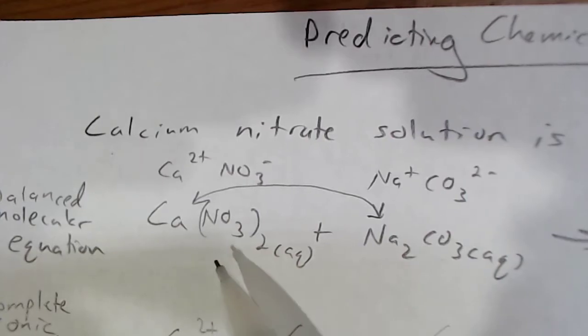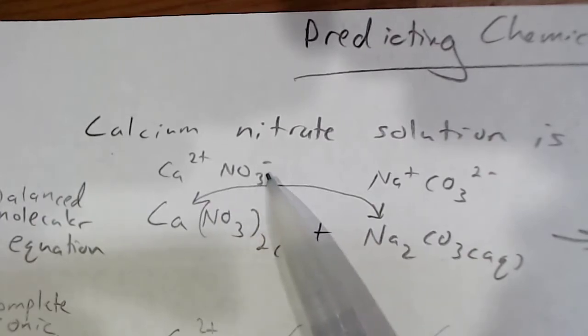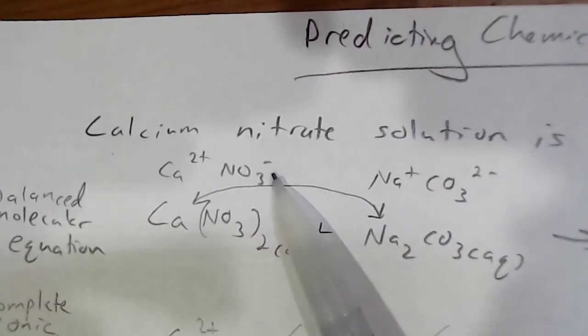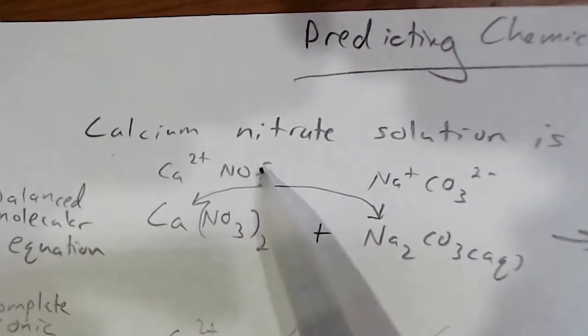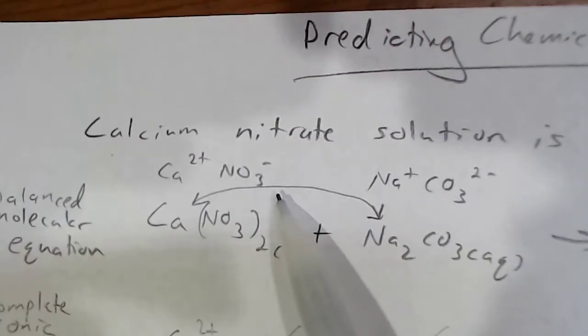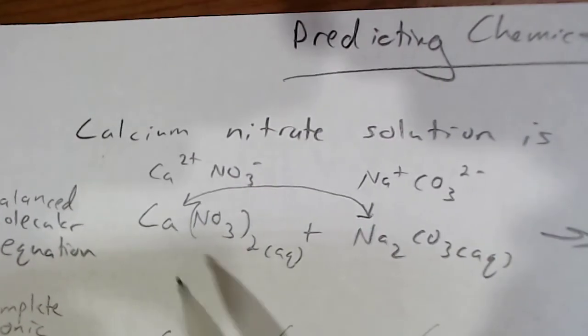Calcium nitrate then must have 2 nitrates per 1 calcium. This is because you need to have just as many negative charges as positive charges. If calcium has a +2 charge, then you're going to need 2 -1 charges to balance that out. You can know this just by doing crisscross. You're going to need 1 calcium and 2 nitrates to have that formula.